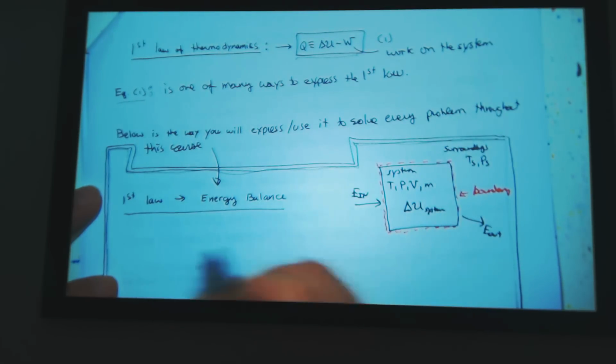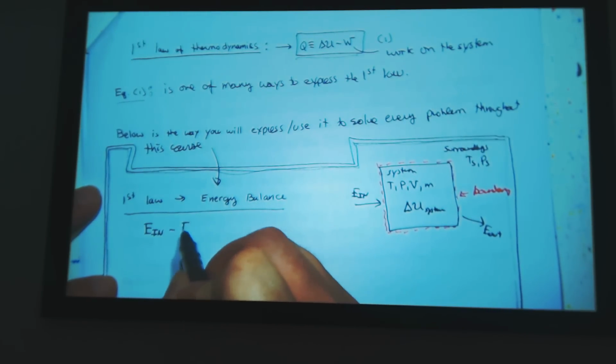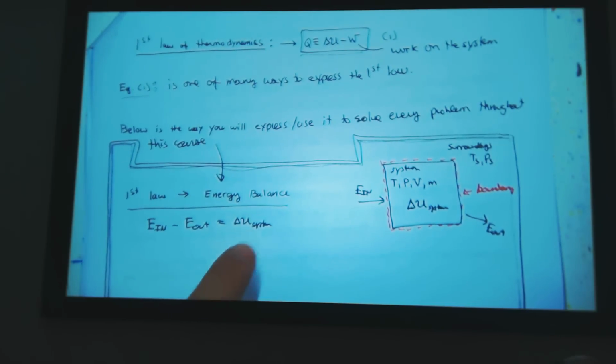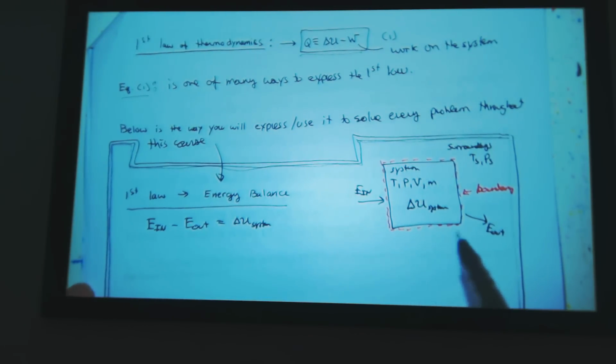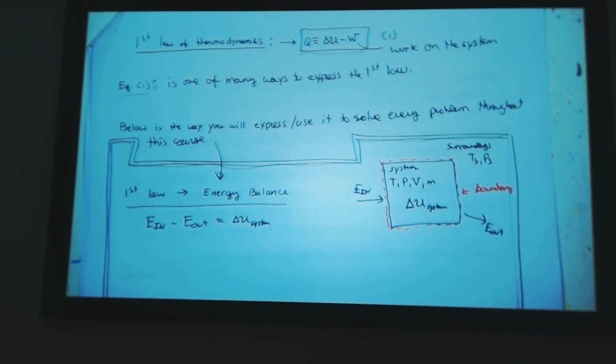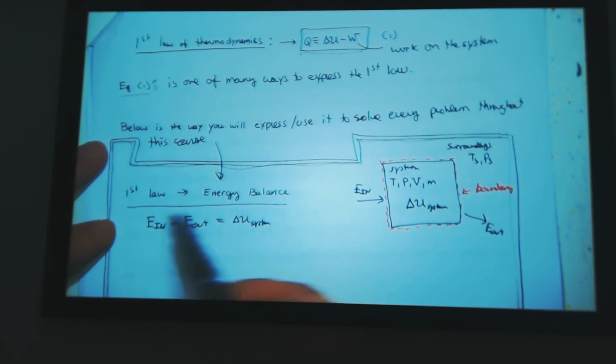And let's write the first law in energy balance form. So I have energy in minus energy out equals the change in internal energy in my system. When I say internal energy, that's everything, all the forms of energy inside my boundary. I define the boundary, all the forms of energy inside. Energy in represents energy transferred from my surroundings to my system. Energy out defines the energy transfer from my system to my surroundings. So if I have a balance between energy in and energy out, what happens to the change in internal energy in my system? It doesn't change, it's zero, okay? So this is an energy balance form.